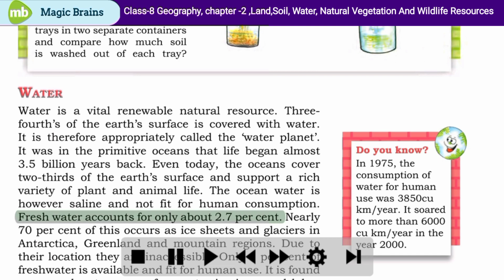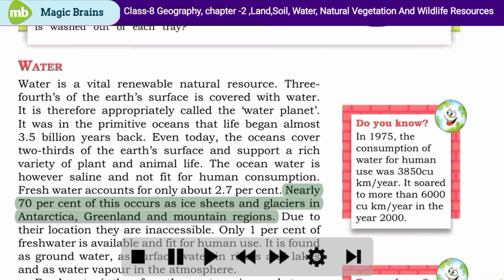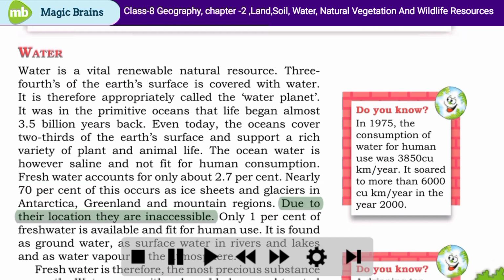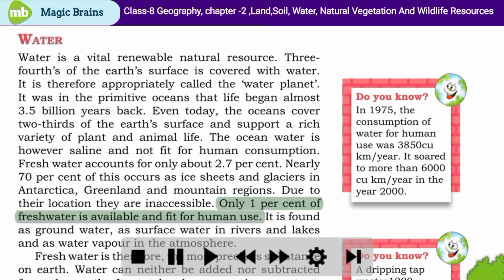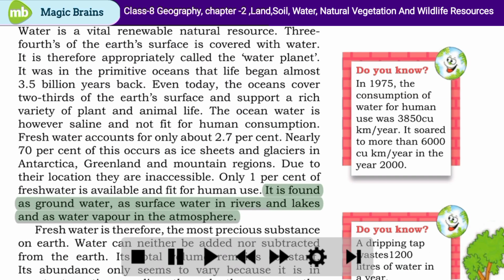Fresh water accounts for only about 2.7%. Nearly 70% of this occurs as ice sheets and glaciers in Antarctica, Greenland, and mountain regions. Due to their location, they are inaccessible. Only 1% of fresh water is available and fit for human use. It is found as groundwater, as surface water in rivers and lakes, and as water vapors in the atmosphere.